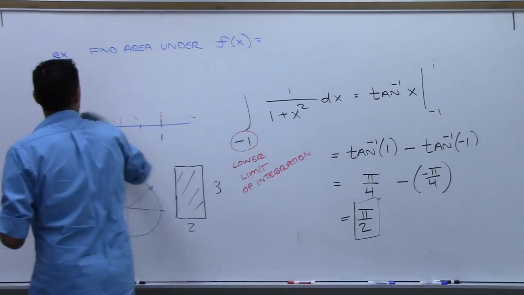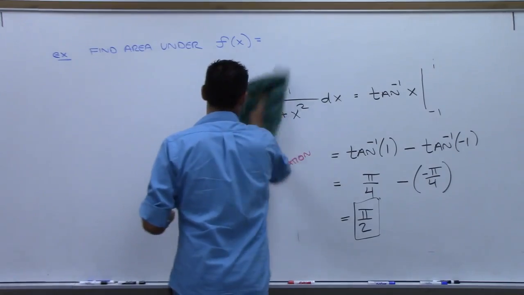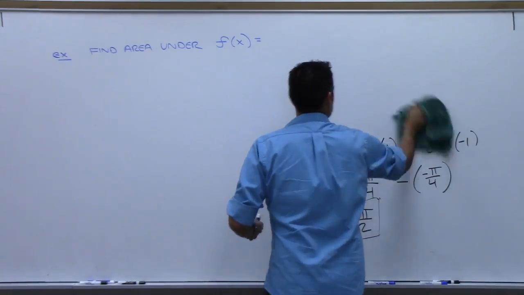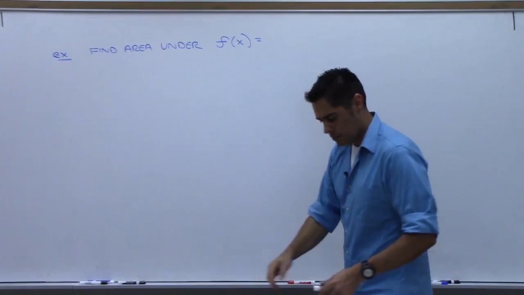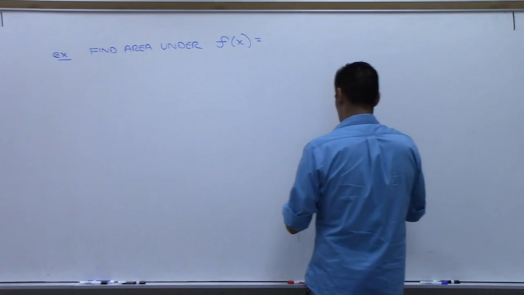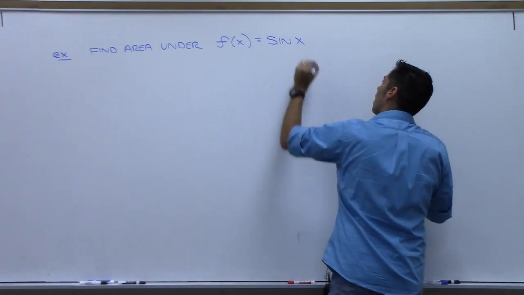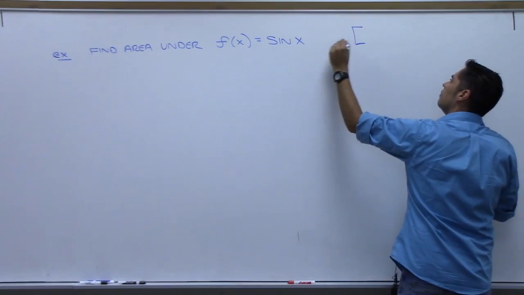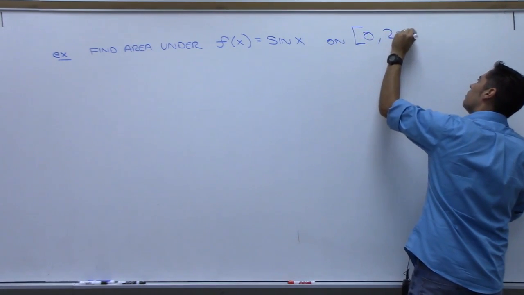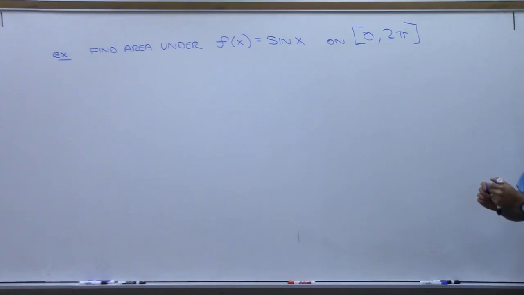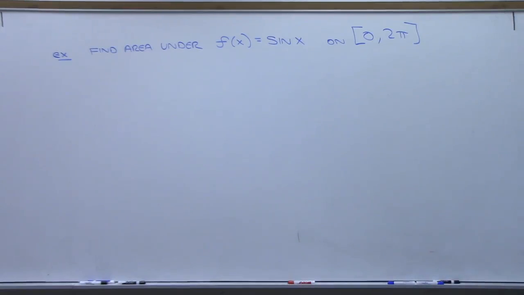Let's do, I don't know, sine. Let's do sine. Let's find the area underneath the sine curve. And let's look at one period of sine. Sine goes from 0 to 2 pi, right? That's one period of sine. So let's go ahead and find the area.